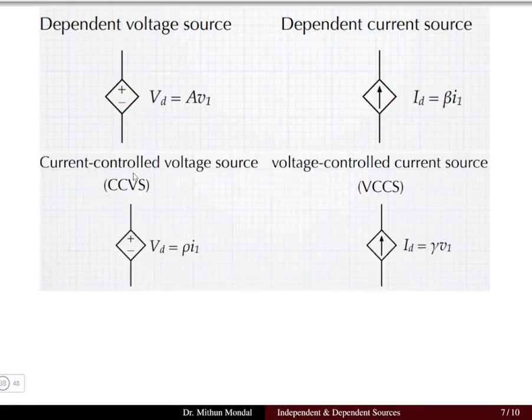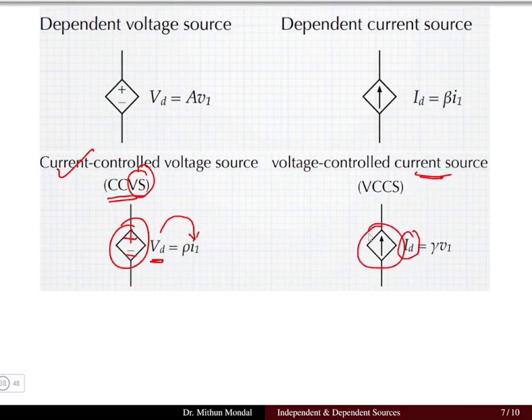If we say that there is a current controlled voltage source, it means it is a voltage source, which is a diamond shape with positive negative sign. So that is a voltage source, and it is current controlled. Basically the voltage is depending on the current. Similarly, if we have a current source, then it will be a current source with a diamond symbol and arrow sign, and this is voltage controlled. So the current is dependent on some other quantity, that is voltage.